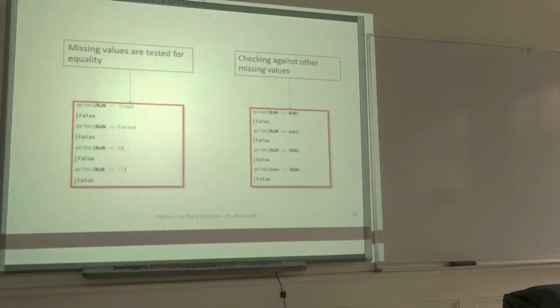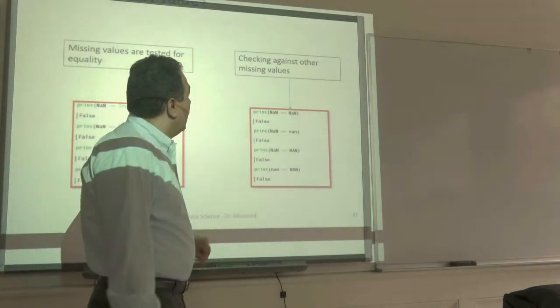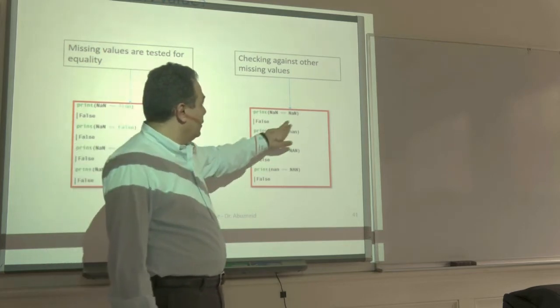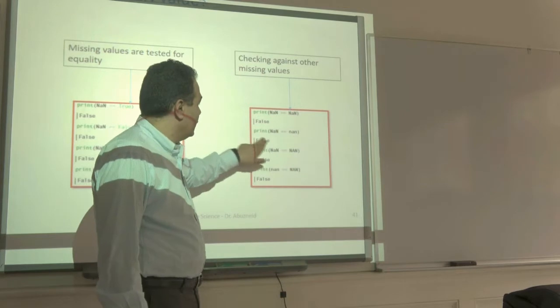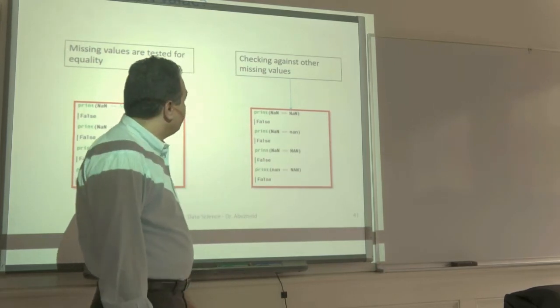So for example, when missing values are tested for equality, print NaN equals true, false. True is not NaN. It's not false. It's not 0. It's not an empty string. They are not equal. So NaN is not an empty string, not 0, not false. Checking against other missing values: print NaN equals NaN, false. NaN equals false, false.